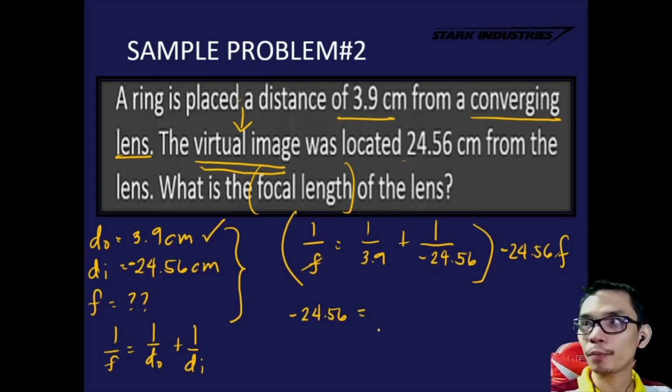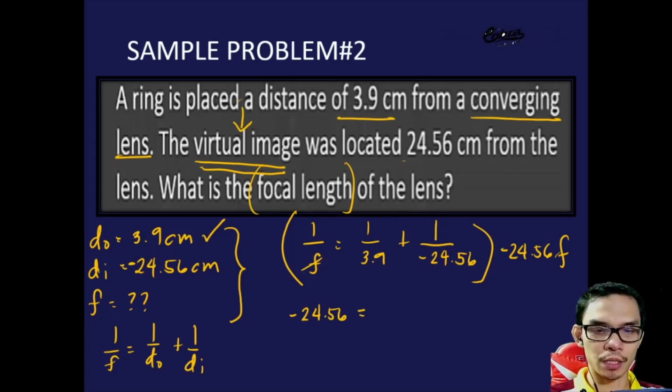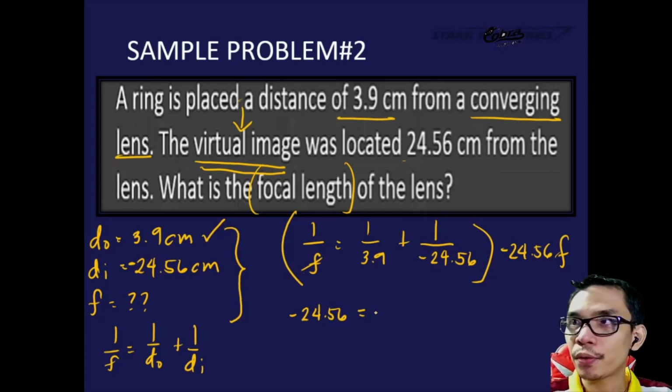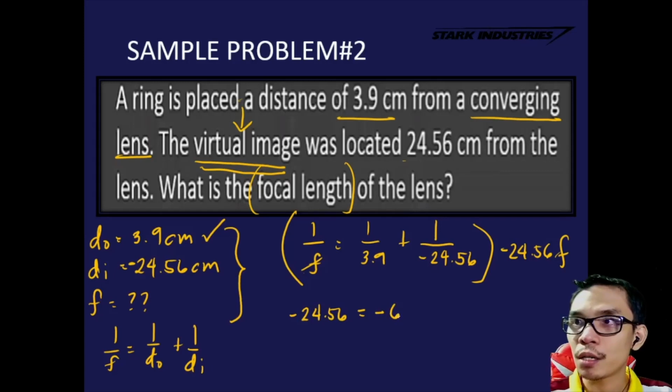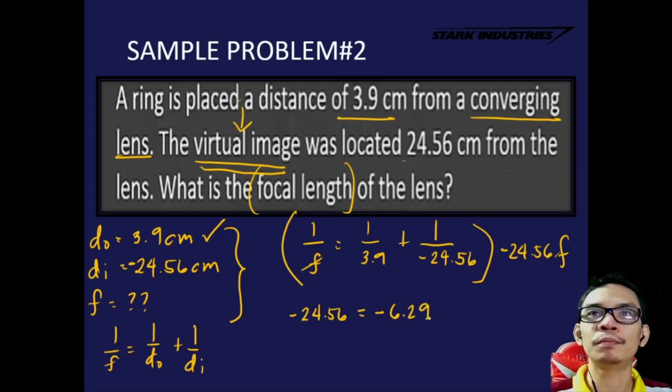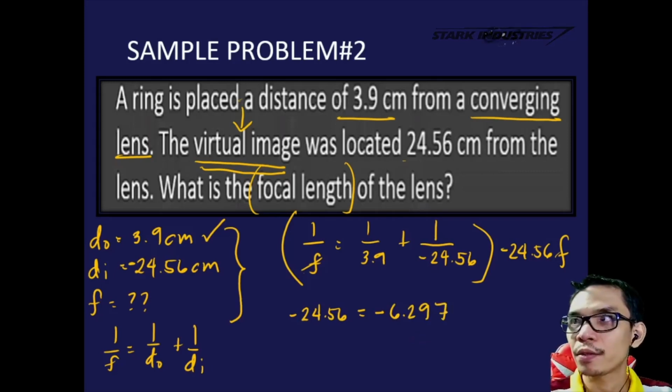24.56 over 3.9. So that was negative 6.297 F. And lastly, cancel, so we have plus F.